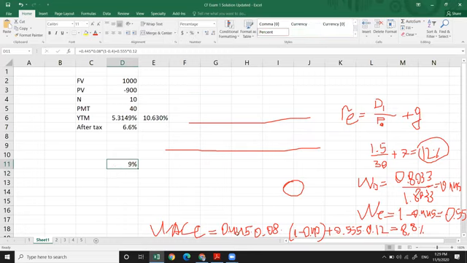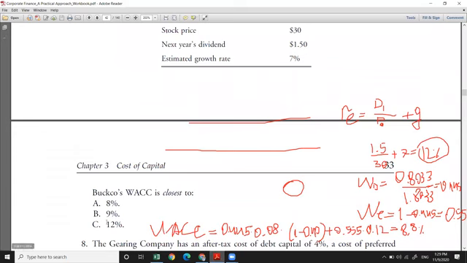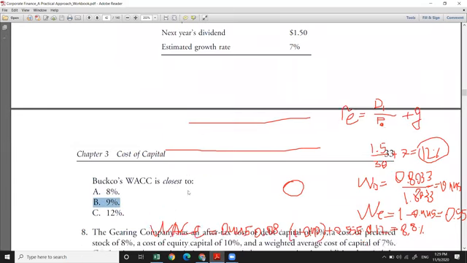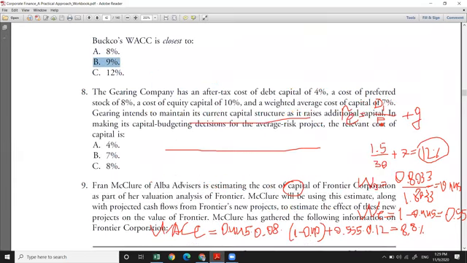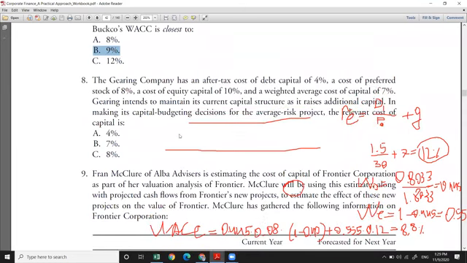If you round it, it comes as a 9%. So it's B. Question 8.